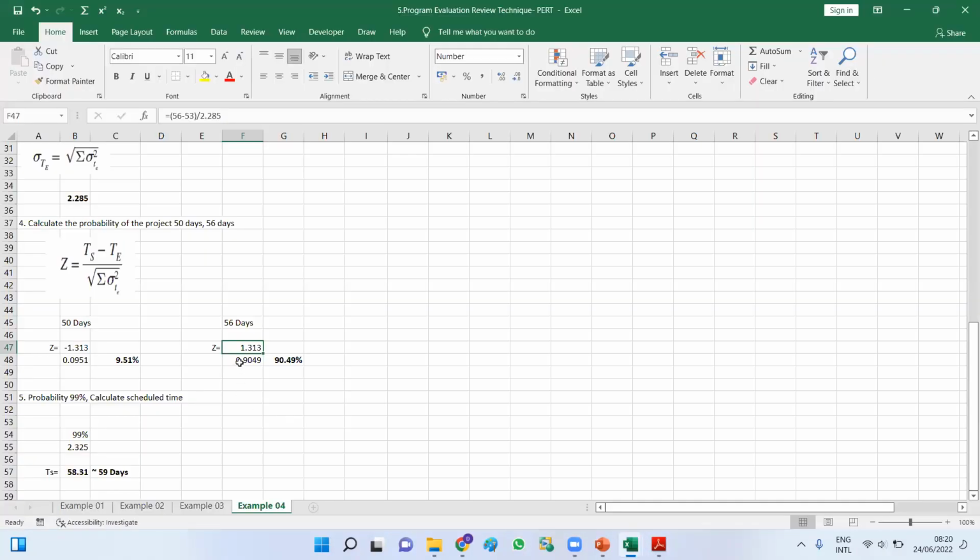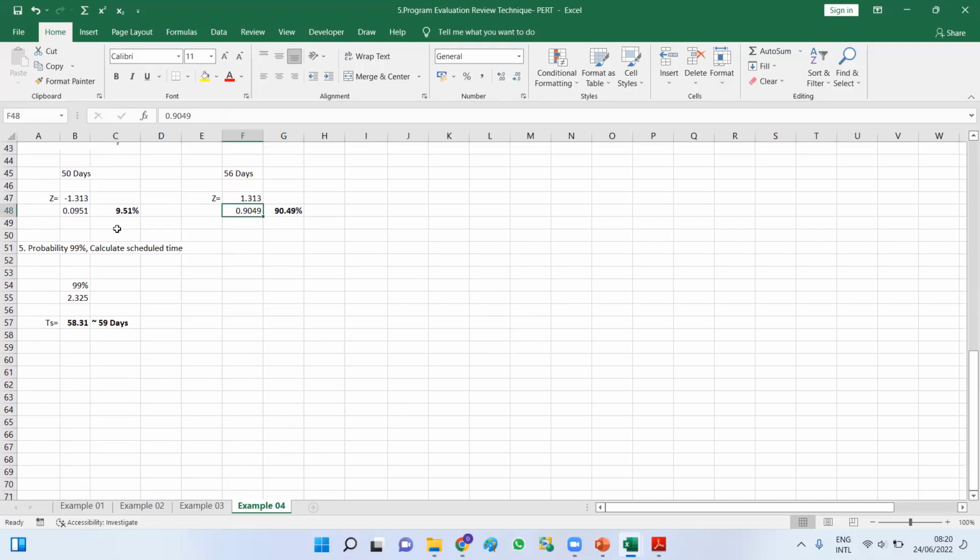0.9049, right? So after getting that value, better to convert it into a percentage. So that's all for the fourth question. And the fifth one is, if the probability is 99%, calculate the schedule time. So in this scenario, they are giving us the probability and asking us the schedule time.